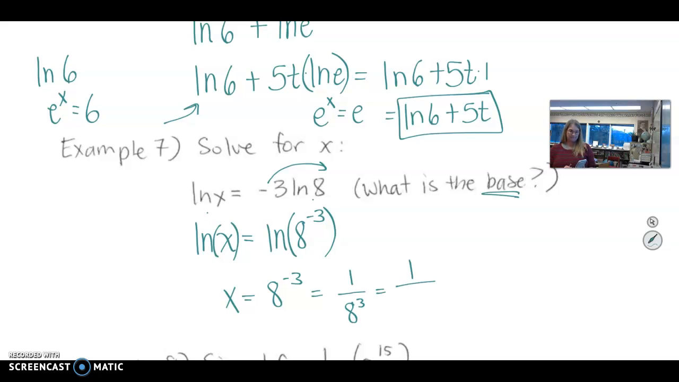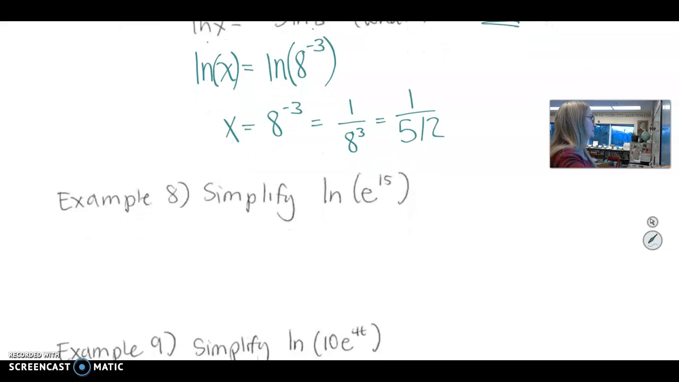and I have a dead calculator. Un momento. Okay, so you should get 8, I could do it on the board, but 512. So 1 divided by 512 is your final simplified version there.